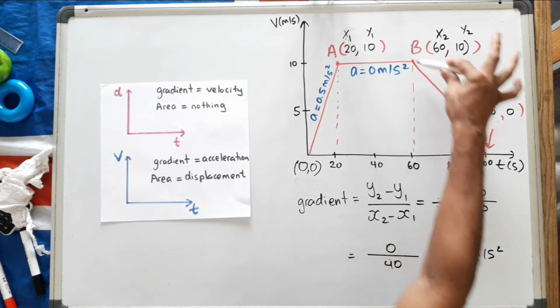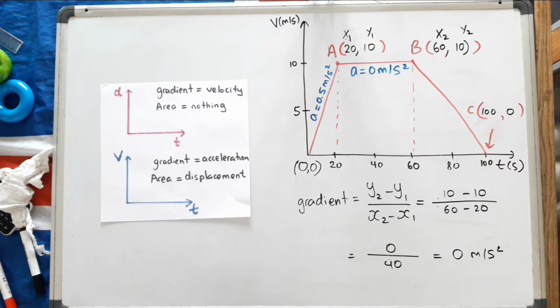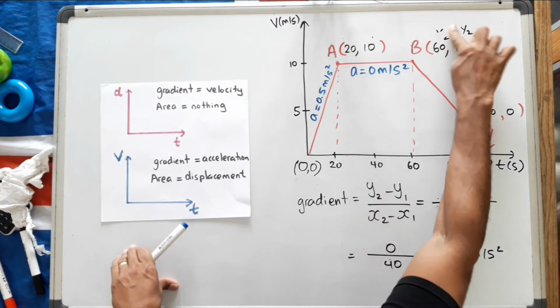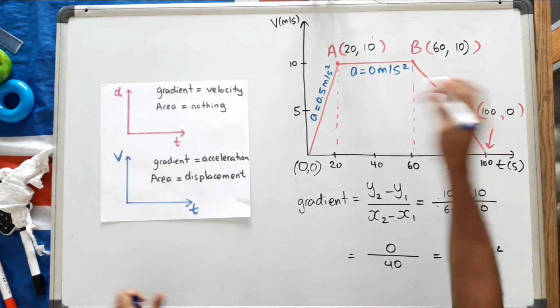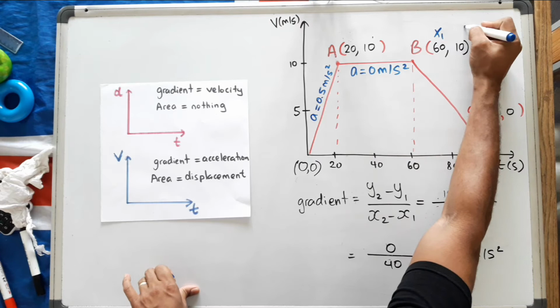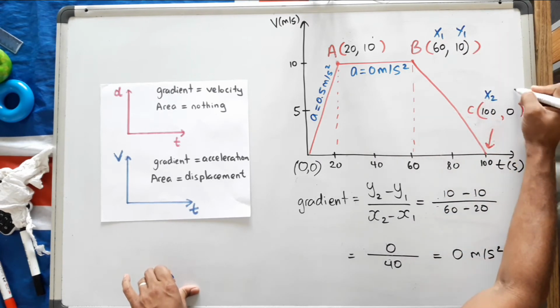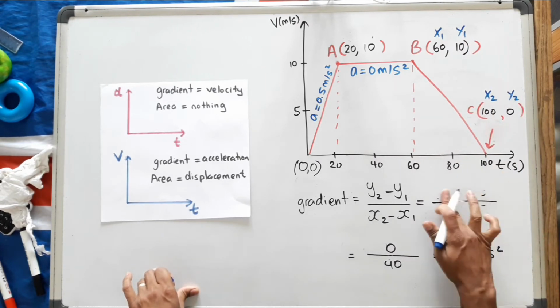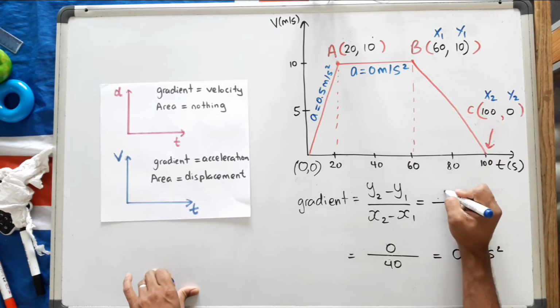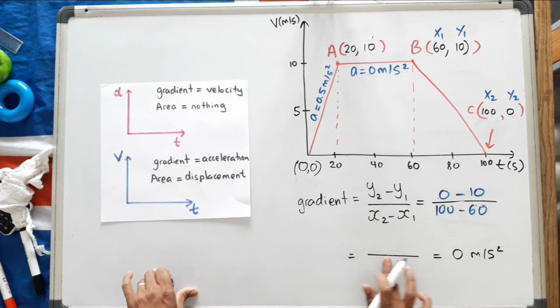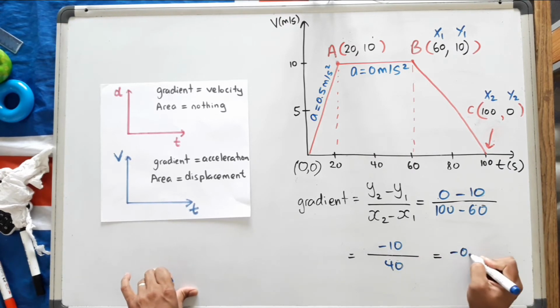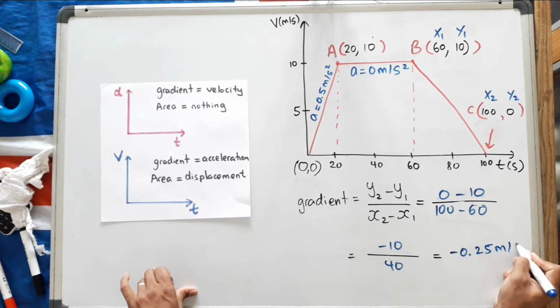Great. Let's find the acceleration between B and C. B is at the beginning of the portion of the line that we're talking about, so we're just going to call it x1, y1, and x2, y2. Let's throw it into the formula here. Y2 minus y1: 0 minus 10. X2 minus x1: 100 minus 60. We're going to get minus 10 divided by 40, which is negative 0.25 meters per second squared.